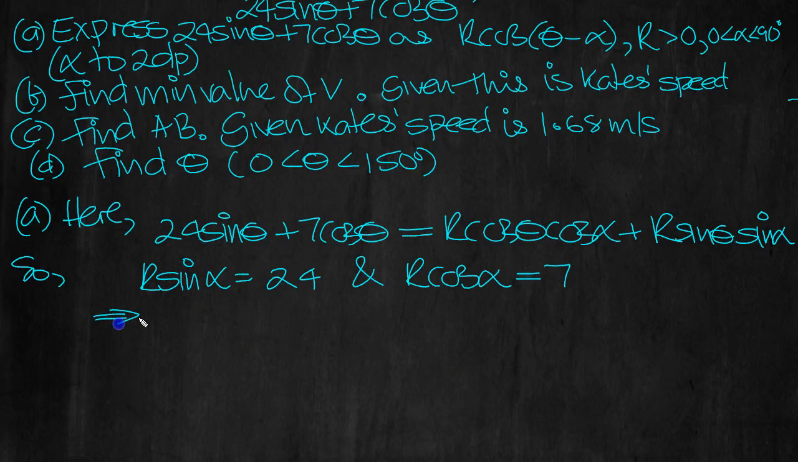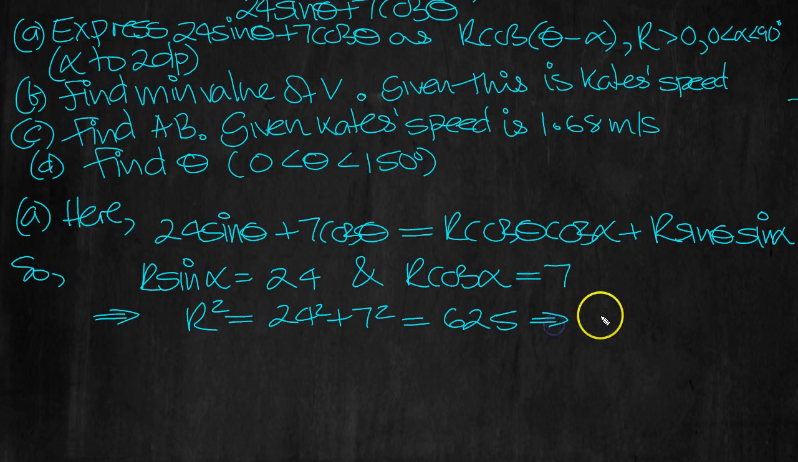So that implies what r is equal to then. Let's get r squared, this squared plus that squared, the sine squared plus cos squared is 1. 24 squared plus 7 squared. We know it's a 7, 24, 25 triangle, isn't it? So r, square root both sides, is 25. So there's r.